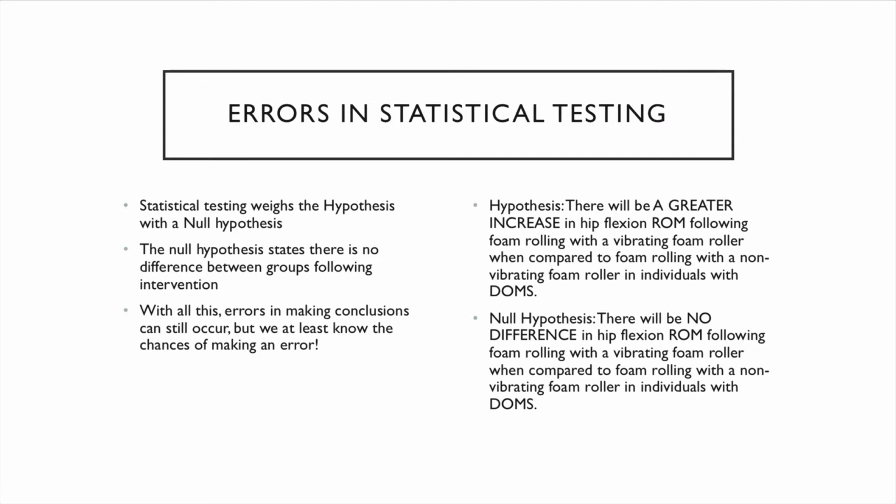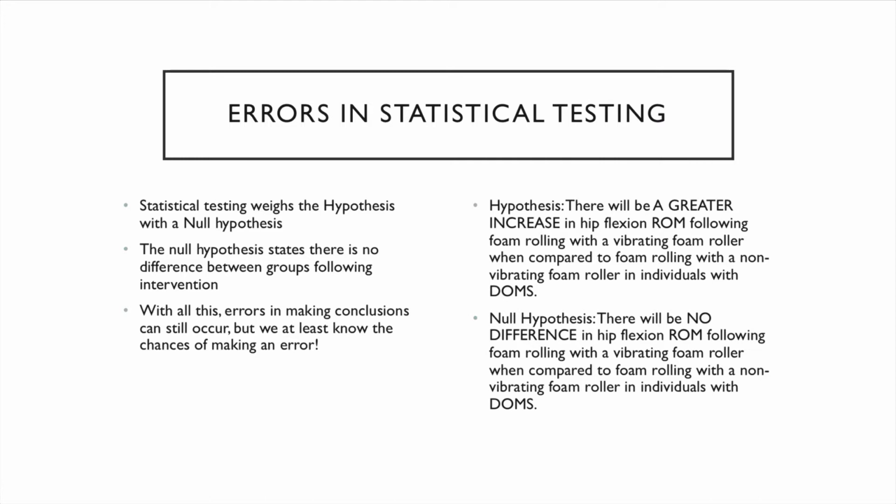We can't ever be 100% confident that this treatment is better than that treatment. But we can be very confident. We can be 95% confident if we find the right test results. So that's what hypothesis testing allows us to do. So let's look at an example here.